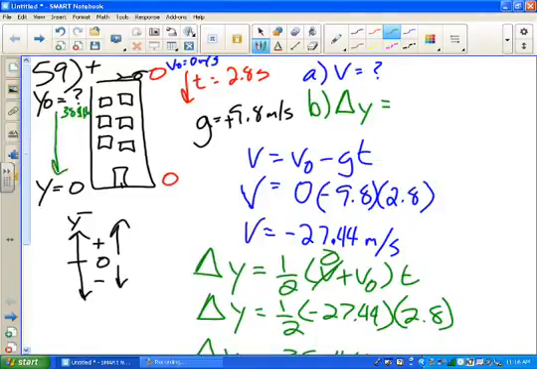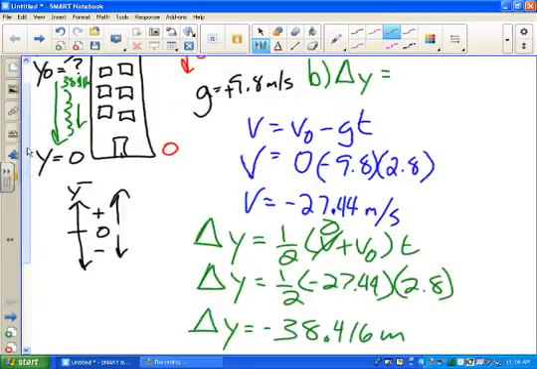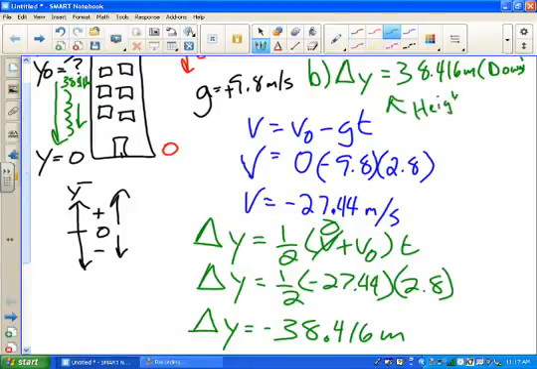38.416 meters. Now the problem is that the height of the building is 38 meters roughly, but I got a negative number. What that means is that the displacement of the object was in the negative direction. The question for part B actually says, what is the height of the building? The height of the building is 38 meters, or 38.416, but the negative sign represents the direction. Now, you can make up a fancy rule, or you could just think about what you're doing. The negative 38 represents the displacement of the ball. How far did it move? 38 meters. What direction? Down. How do I know? Because it's negative.